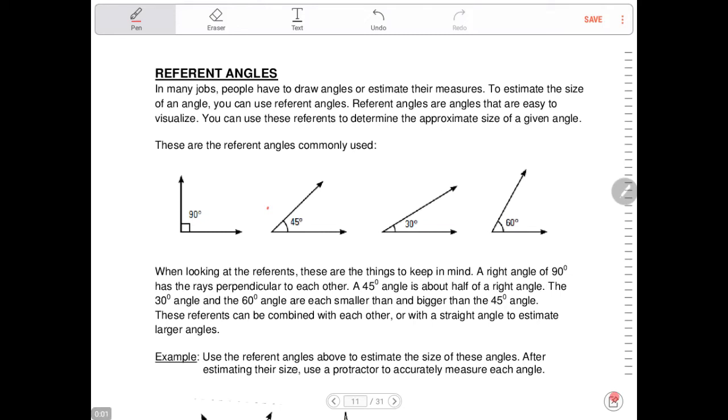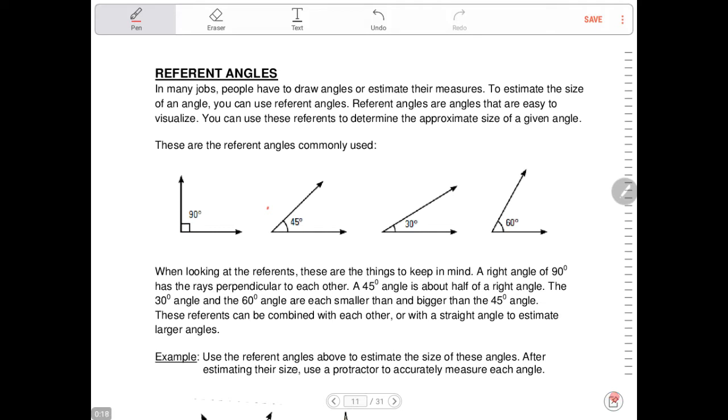Hi everyone, this is just a short lesson on what we call referent angles. These are angles that we come across very typically in a math course and also on many types of work sites, whether it be engineering or design. These are typical angles that you'll come across in your life.